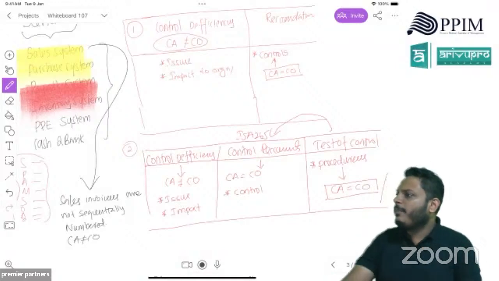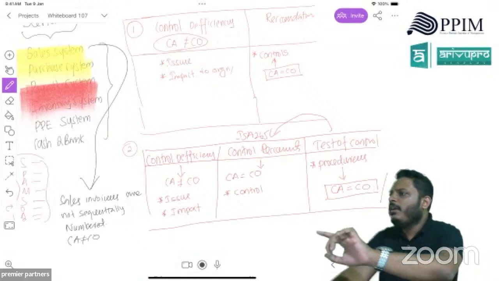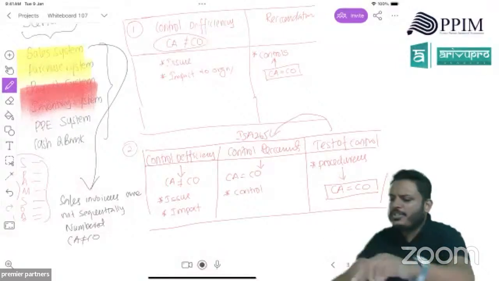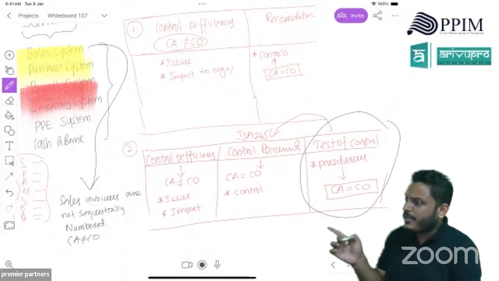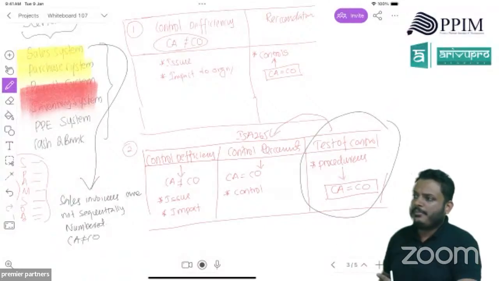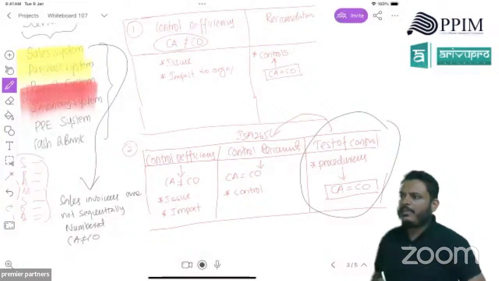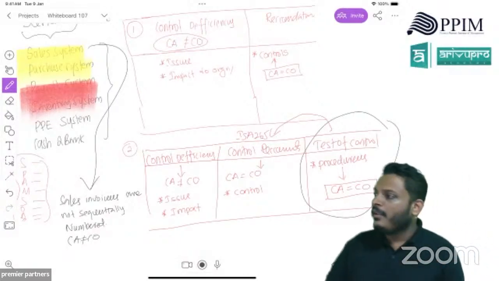Sir, can you explain the procedures again? One minute. Afsar, what do you mean? Procedures mean this area? Or you are talking about substantive procedures? This area, fine, wait, I'll explain, don't worry.